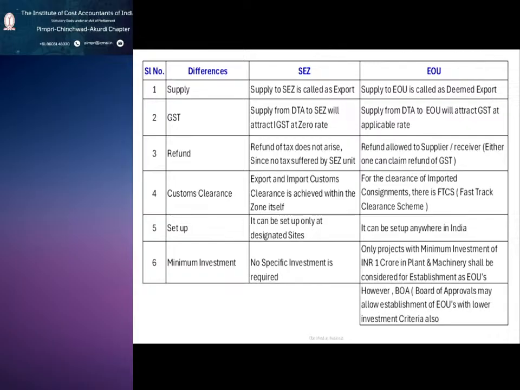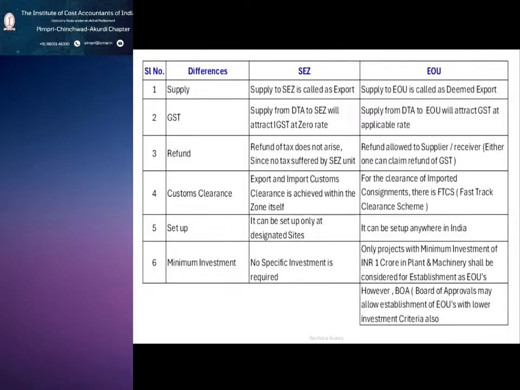For EOU, for the imported consignments, there is a scheme called the fast track clearance scheme, whereas in SEZ there is no such scheme. Within the zone we can easily clear either an export or an import. Import means purchasing anything from the SEZ. Same way for EOU, not for export but for the clearance of imported consignments, there is a scheme. That scheme name is the fast track clearance scheme, so it will happen in a better way with all the process.